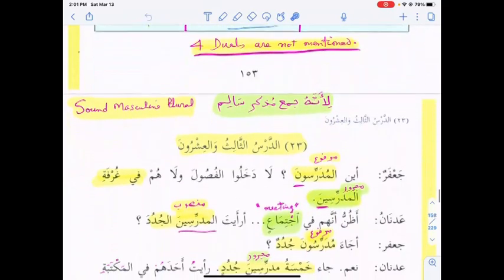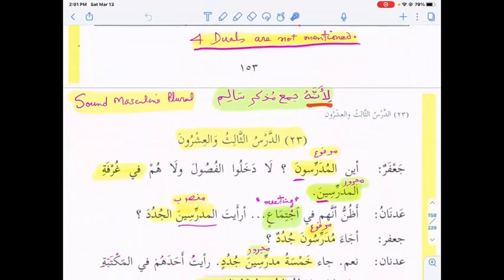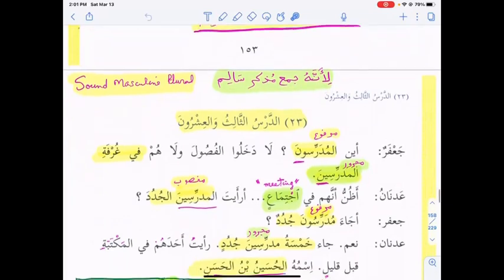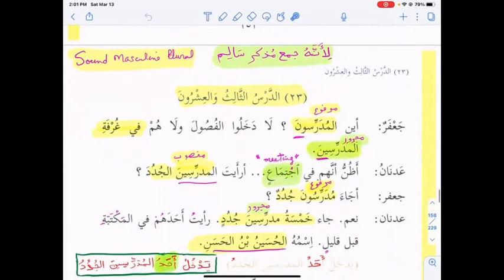I know majrur by kasra. Then you will have to use li annahu. Memorize this: li annahu jama mudhakkar salim. Fine. All the time you will say it. Adnan says, Adhunnu, I think, anna, that they, annahum, are fil ijtima. They are in the meeting. Ijtima, in the meeting.